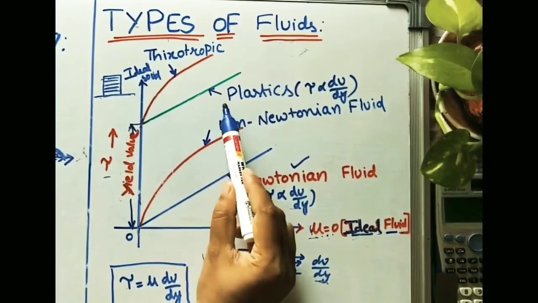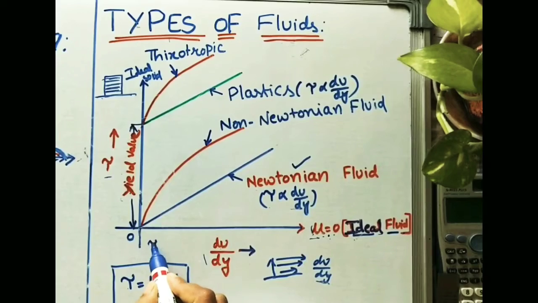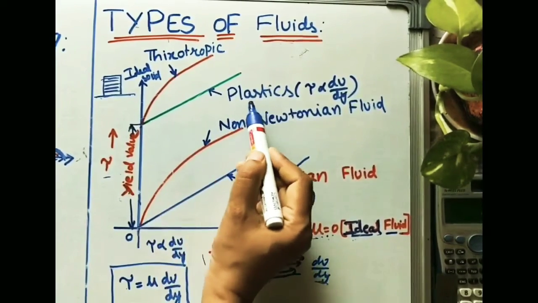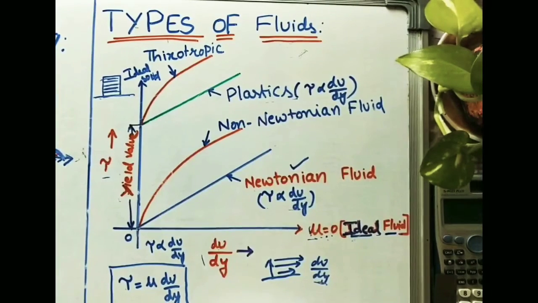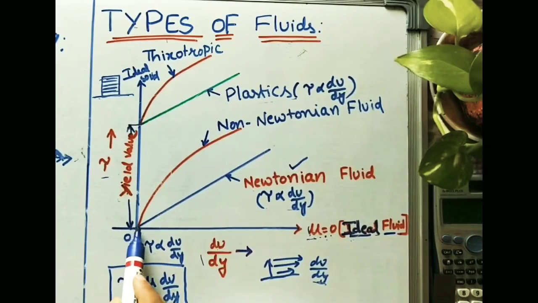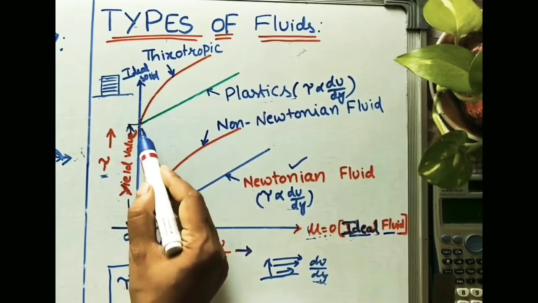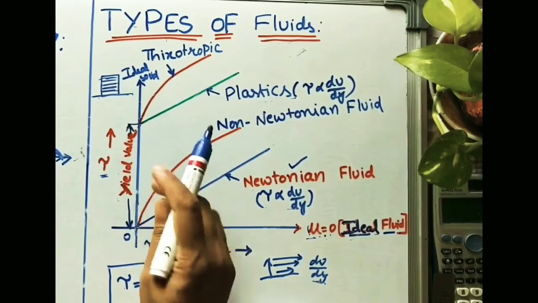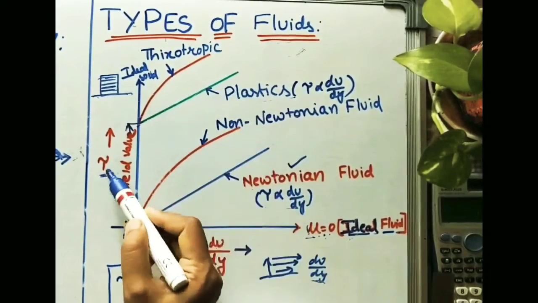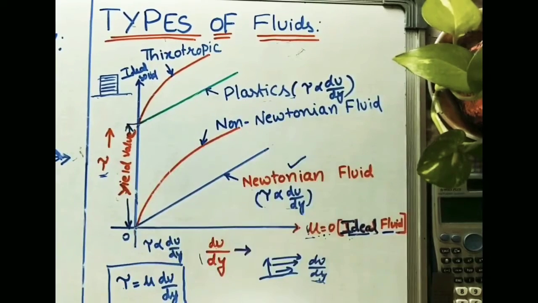Take the next one. Here also shear stress is proportional to shear strain, that is tau is proportional to du by dy. But we call these plastic fluids or ideal plastic fluids. We are not calling them Newtonian fluids. Why? Because it has some initial shear stress. That initial shear stress we can call the yield value. After that, the shear stress is proportional to shear strain, in linear form. We can call it ideal plastic fluids.